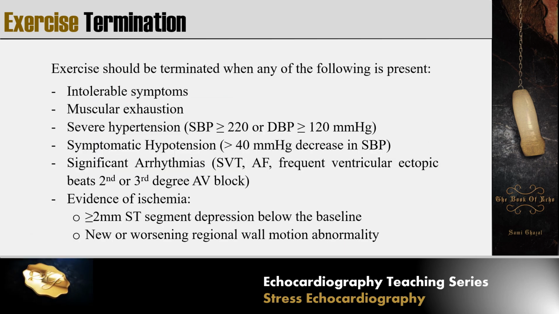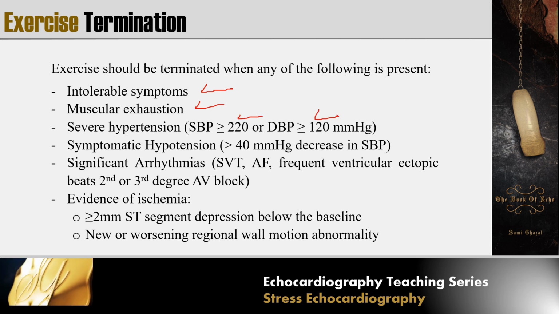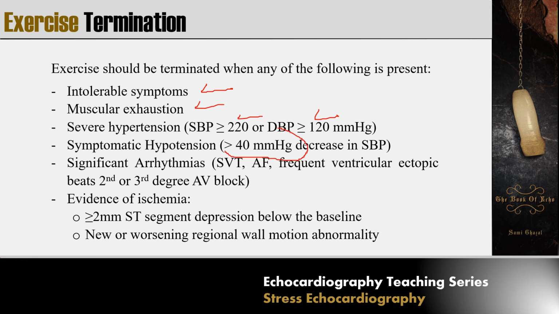So exercise should be terminated when any of the following is present. The patient cannot tolerate the exercise anymore, either having symptoms or exhausted. Severe hypertension during the exercise with systolic blood pressure more than 220 or diastolic more than 120. Symptomatic hypotension with more than 40 millimeter decrease in systolic blood pressure. Significant arrhythmia: SVT, AFib, frequent PVCs, and second or third degree AV block.